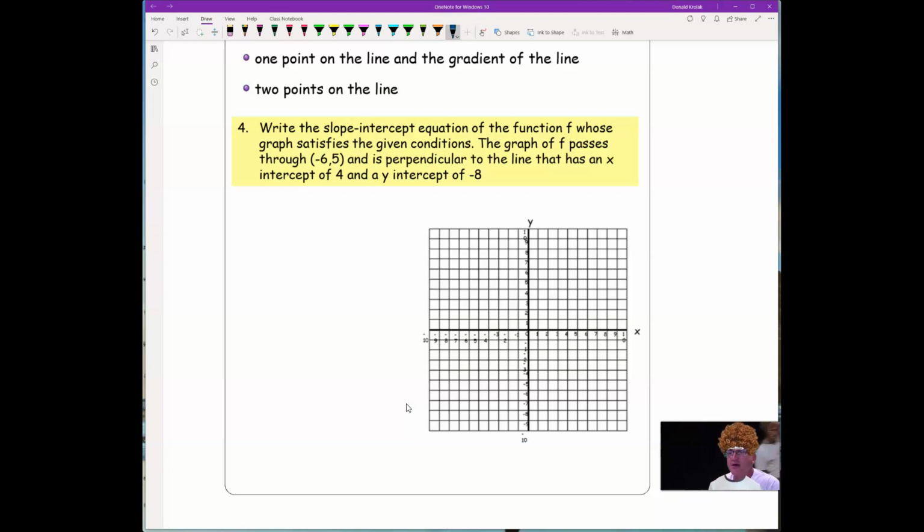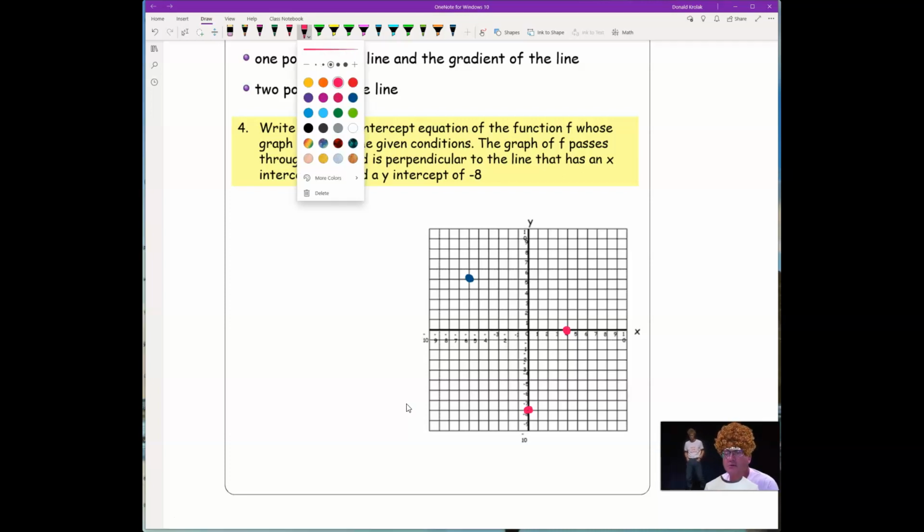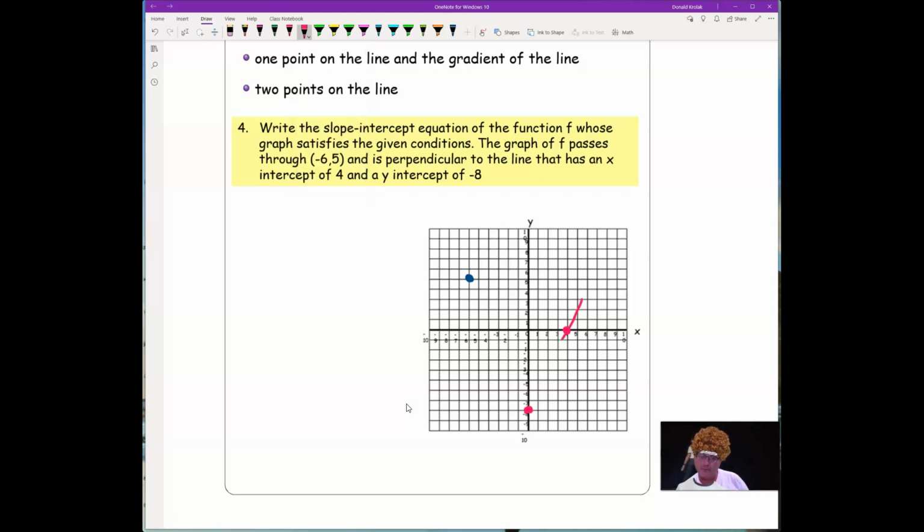So write the slope-intercept equation of a function whose graph satisfies the given conditions. The graph of f passes through (-6, 5). It is perpendicular to a line that has an x-intercept of 4 and a y-intercept of -8. So we got a line here that we want to be perpendicular to that line.